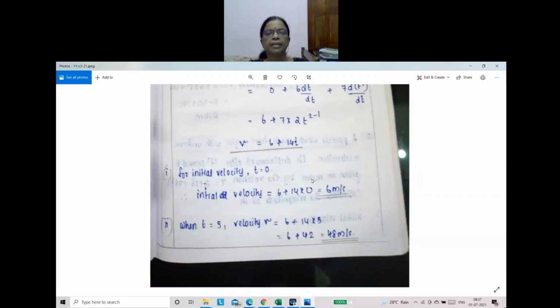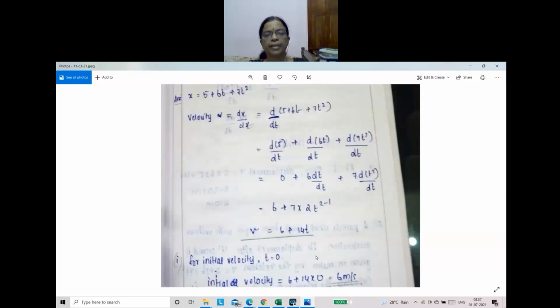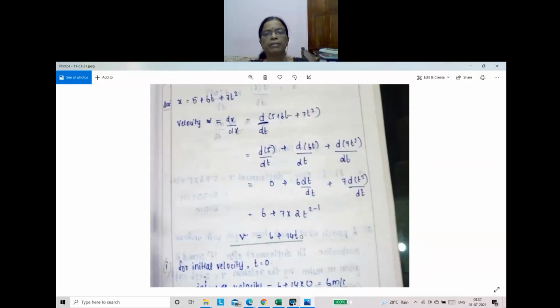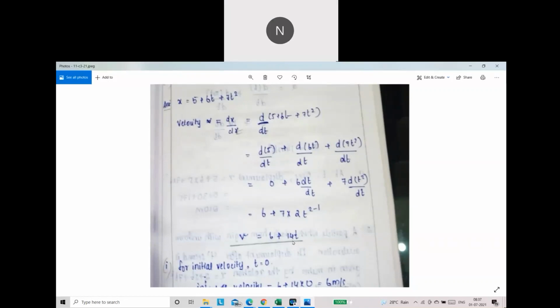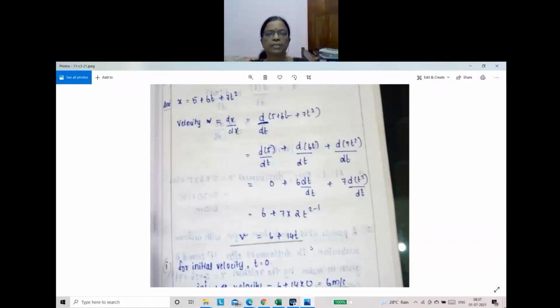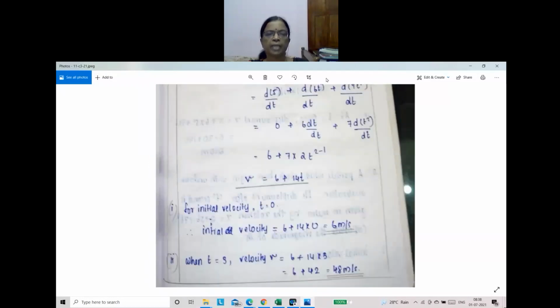Then one more part is asked. At time t equal to 3 seconds, what is the velocity? Can you tell? 6 plus 14 into 3. 14 into 3 will be 42, plus this 6 will also be there. 42 plus 6 will be 48. Unit meter per second. Like that you have to do.